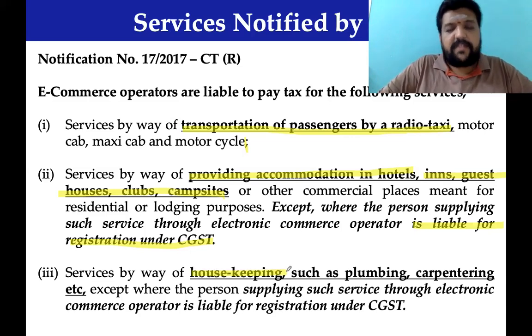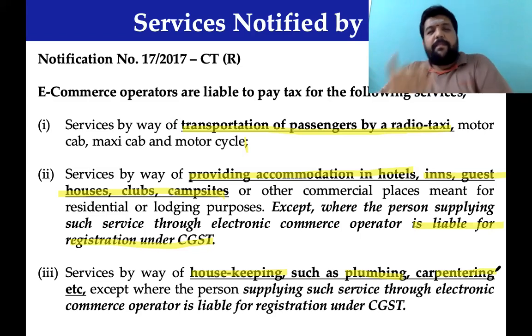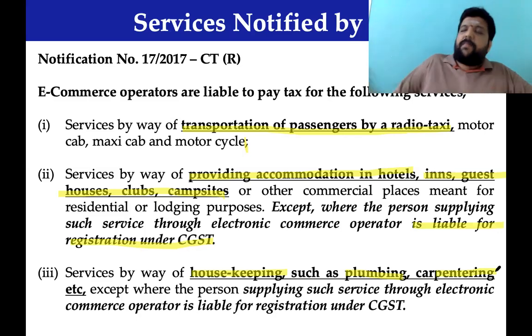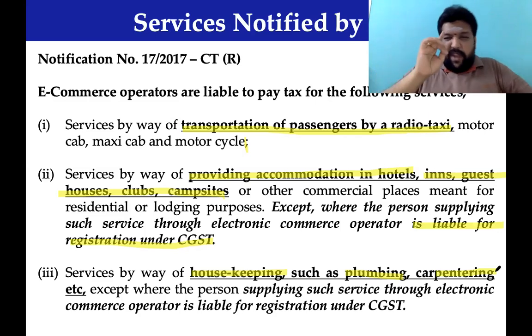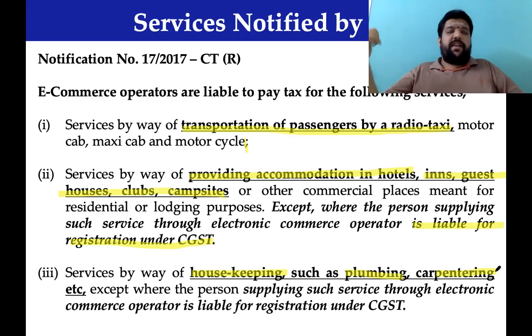Same in the case of housekeeping, plumbing or carpentry services. If these services are provided through an unregistered person, then the respective app company, the e-commerce operator, will be liable to pay tax to the government. If the person supplying through the e-commerce operator is a registered person, then that registered person will pay. So kindly remember that only these services are notified by the government and kept as it is; the government has not touched this point at all. On these services, if your supplier is registered, the supplier would pay tax. The e-commerce operator will not pay tax. For the supplier, 9(1) or 5(1) will operate.